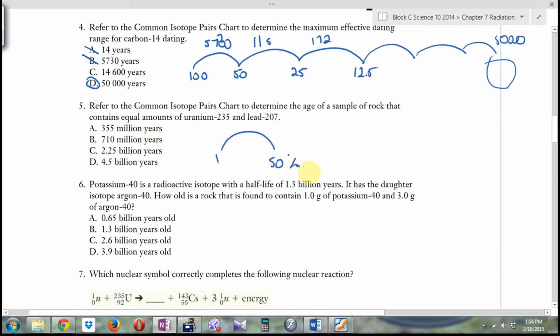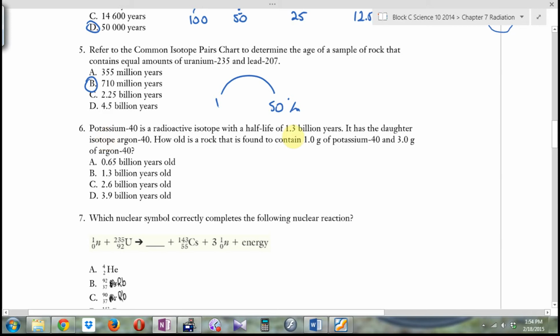Just one. How long is one half-life from your purple sheet? Sorry? 710 million years? So if you had a sample of rock and it had 50% uranium and 50% lead-207, that rock is around 710 million years old. Is that okay, Courtney? Yeah? Good.